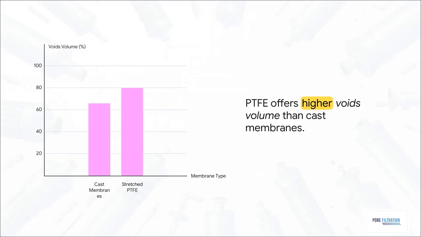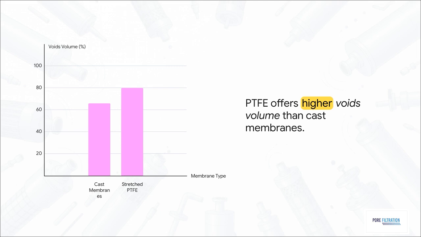Let's zoom in on performance for a second. Say flow rate is your absolute top priority. Check out this crazy difference. Unlike standard membranes that are just cast, PTFE is produced through a controlled stretching process. This unique manufacturing trick gives PTFE an 80% void volume, which is basically the amount of free space inside the structure. Compare that to just 66% for standard cast membranes. That effectively doubles your flow rate.